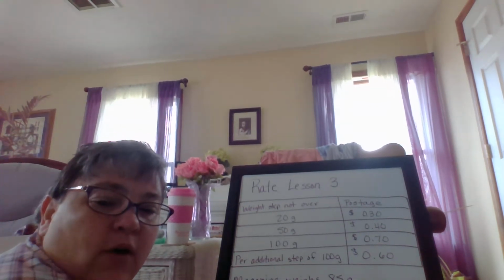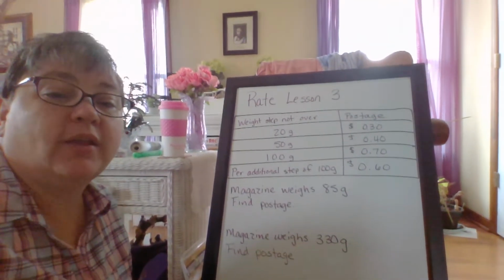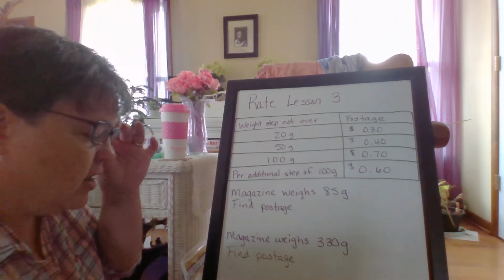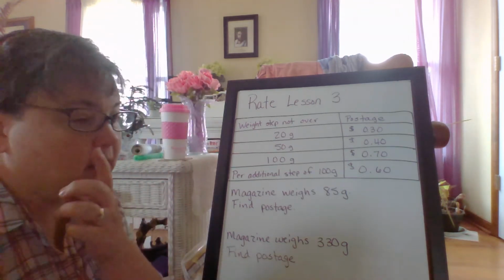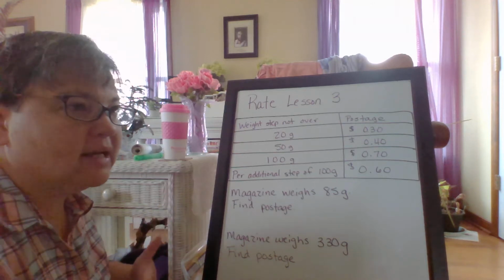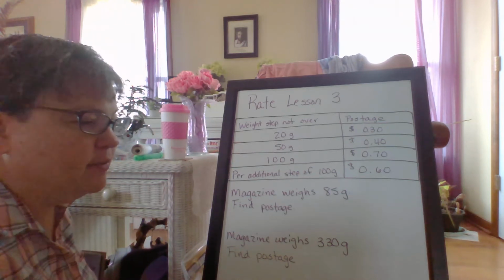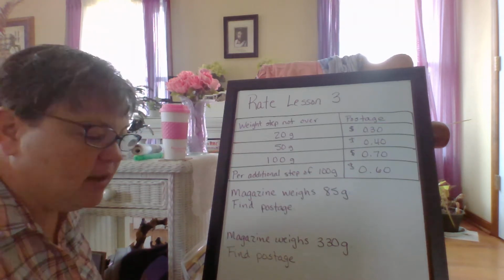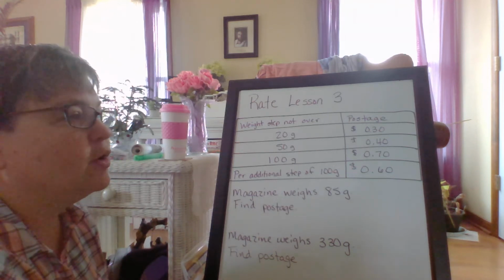Okay, so now we have something else that we have to deal with in real life, and that is when you go to the post office and you want to send a package, or some papers or a book or a magazine, you have to pay postage on it. And so there's always a table or a chart that lists the weight and the postage.